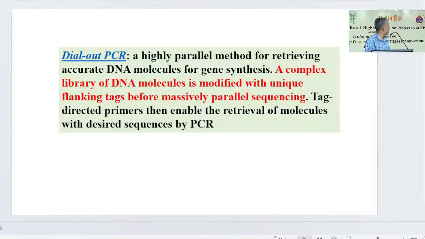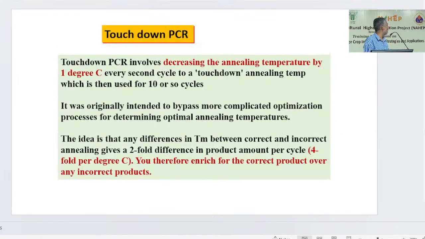So that is what the few slides were for, and this is for bridge PCR. This is dial-out PCR, a complex library of DNA molecules modified with unique flanking sequences before massively parallel sequencing. The meaning is, at a time we are doing accurate DNA molecules for gene synthesis. So आपको एक DNA library बना के जो flanking region है, that is very specific to that. For a little detail I need 5 minutes, but I don't have that. So if you want, just go into dial-out PCR, you will get there.